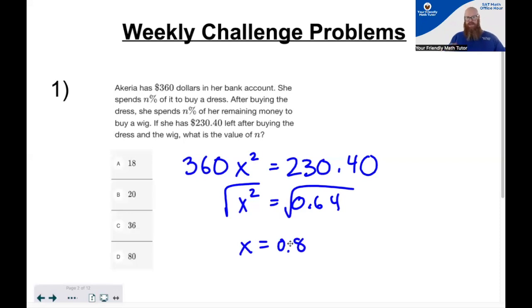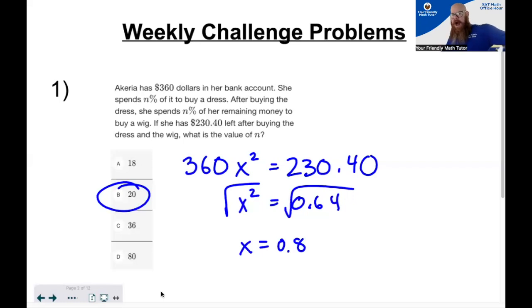So here's the thing. What 0.8 represents is the amount that she had remaining each time. But it's talking about how much she spent. Well, 0.8 is 80%. So if she kept 80% of her money each time, that meant she spent 20% to buy the dress and then to buy a wig.